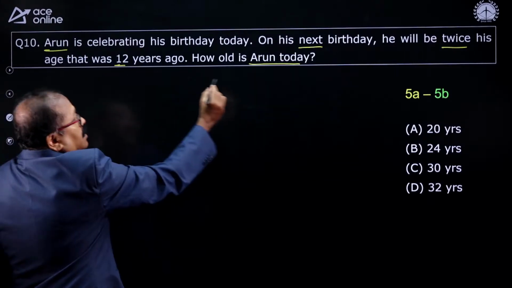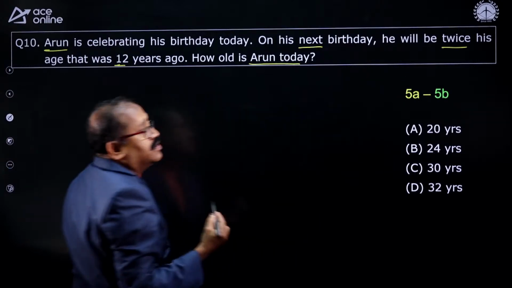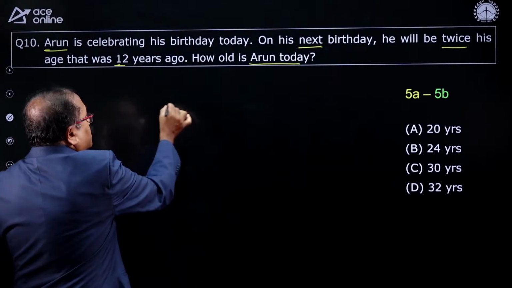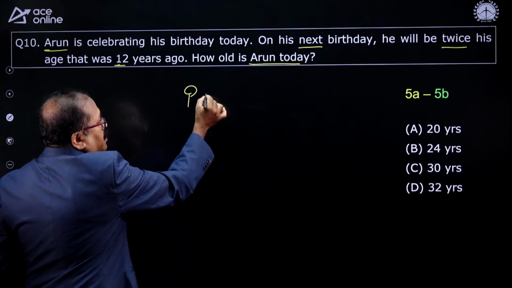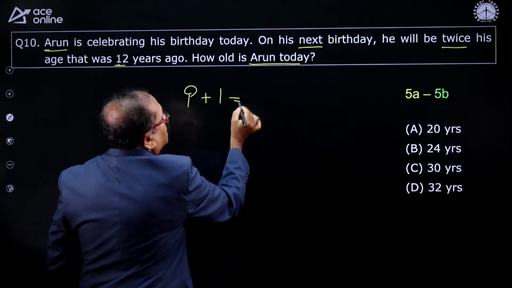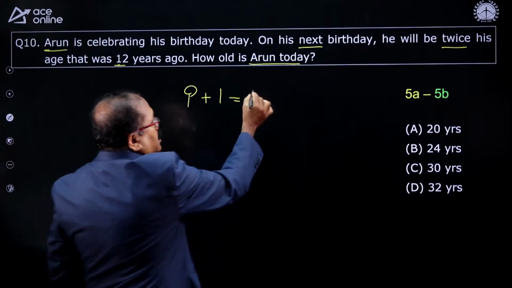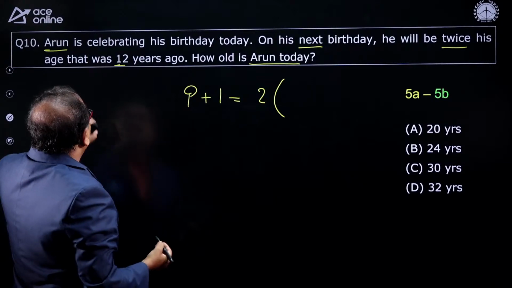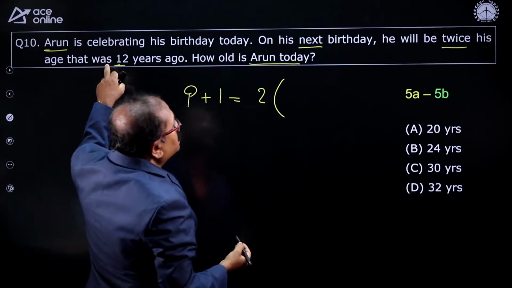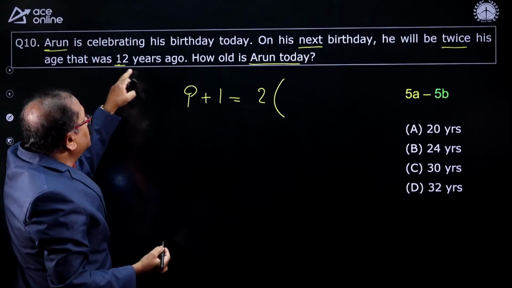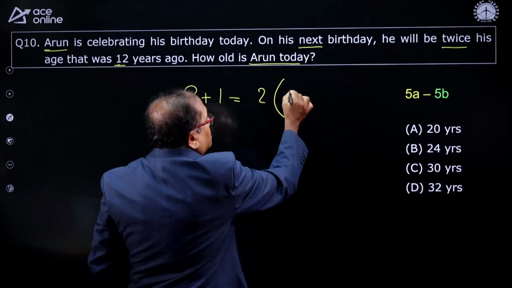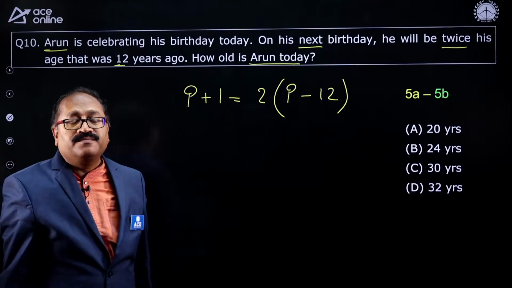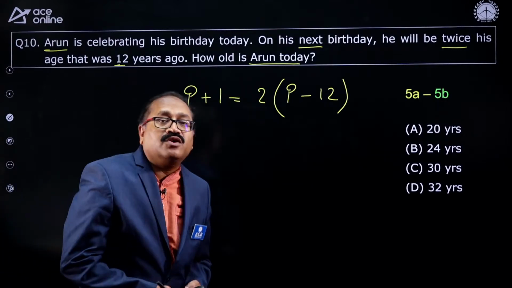Let's assume that Arun's present age is P. So if the present age is P, next year it is P plus 1. What will happen? He will be 2 times. 2 times of which age, Aman? 2 times of the age 12 years ago. 12 years ago is nothing but P minus 12. That's all. When you solve this one, you get the value of P.